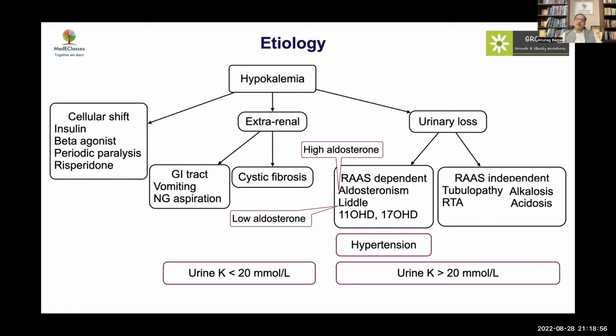So if we talk about hypokalemia, we need to first understand whether there is a cellular shift or not. If the shift is not there, look at urinary potassium. If it's low, we're talking about gastrointestinal or extrarenal loss. If there's a urinary loss and there is hypertension, we are talking about RAS-dependent causes. If there is no hypertension, do a blood gas. If the blood gas shows alkalosis, it's tubulopathy. Acidosis will mean renal tubular acidosis. So the most important investigations in anybody with hypokalemia, and I'll connect this later on, include the blood gas, the urinary potassium, and the measurement of blood pressure. These 3 will give you a classical diagnosis at that point of time.